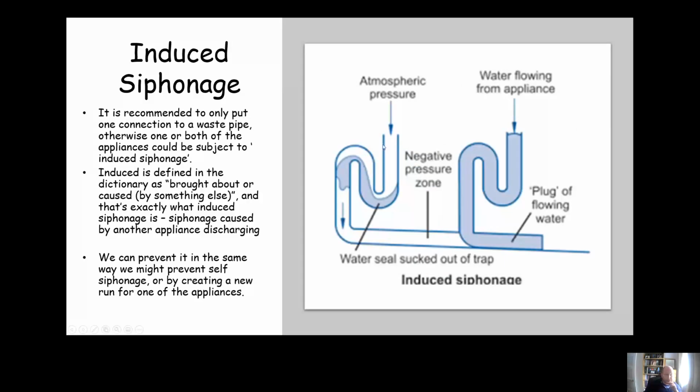And the same is true of induced siphonage. The only difference between self-siphonage and induced siphonage is when you let one appliance go. You've got two or more appliances connected on the same run. You let one appliance go, and the trap seal is pulled from a separate appliance, a different appliance. And again, you can prevent it in the same way. You fit an air admittance valve or an anti-siphon trap.